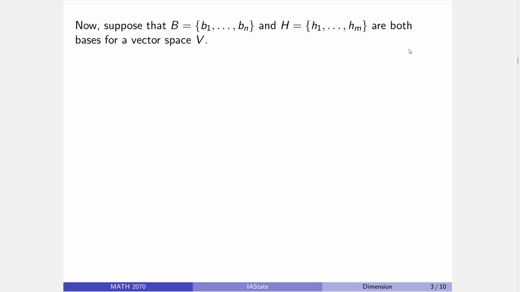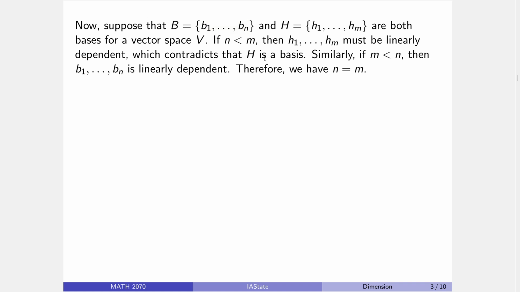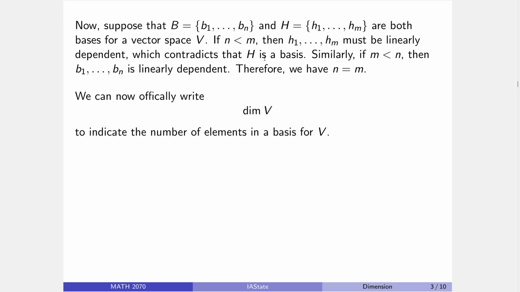Now, equipped with this, let's establish that any two bases in a vector space have to have the same number of elements. So let's say we have two bases, a list from b1 to bn and a list from h1 to hm. If n is less than m, then this must be dependent, but that contradicts that it's a basis. And likewise, if m is less than n, then this is forced to be dependent, which again will be contradictory. Therefore, n and m have to be equal. So, given a vector space, we can officially write dim of the vector space to indicate the number of elements in the basis.